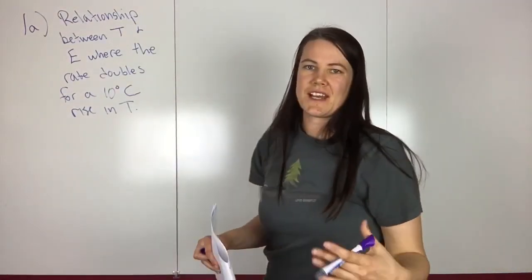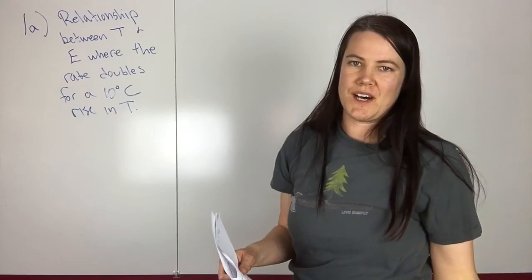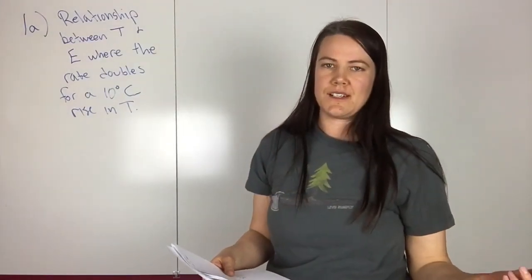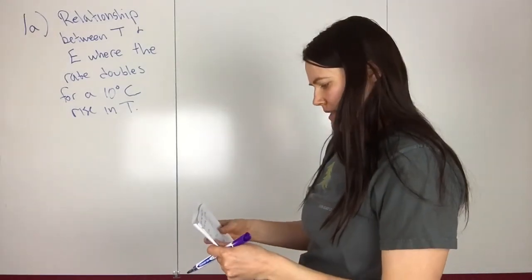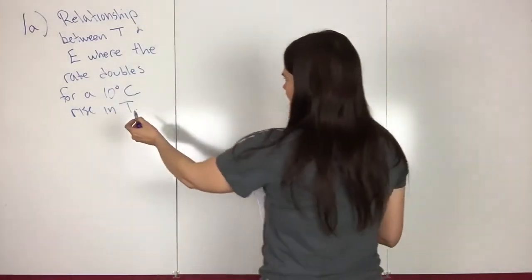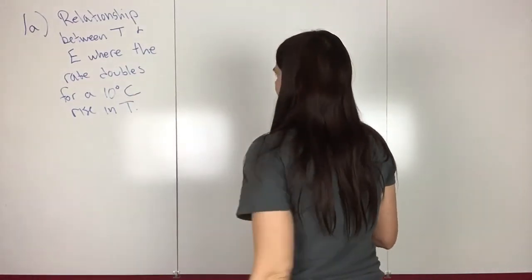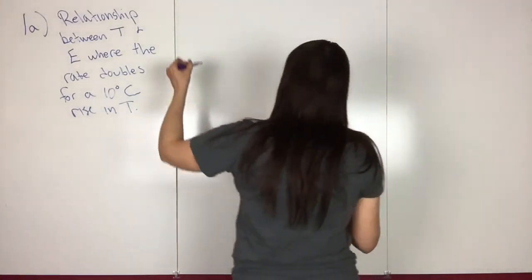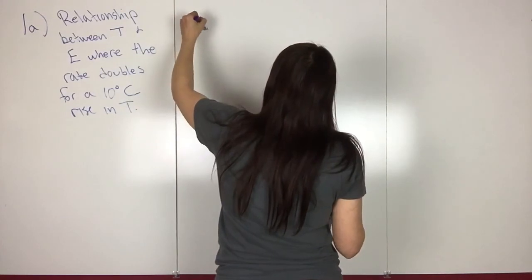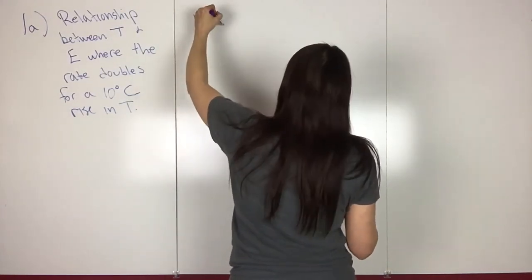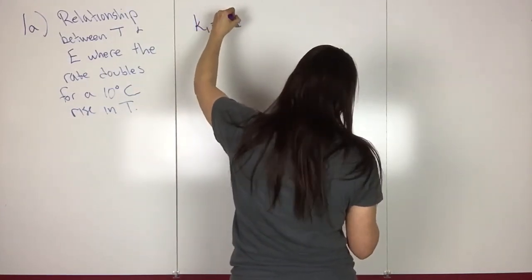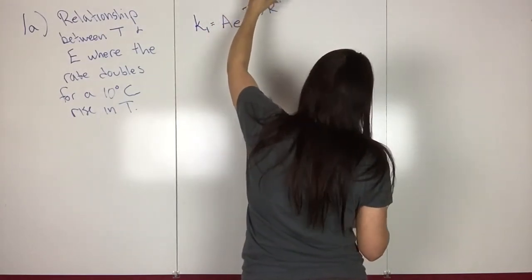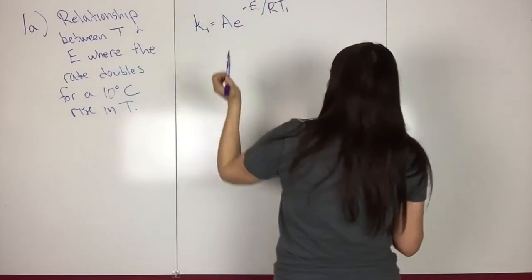So right away, since the problem is talking about the activation energy, we know that we need to use the Arrhenius equation. And we also have two different temperatures, so we can write that equation down for each temperature. So I'm going to say k1 equals A e to the minus E over R T1.